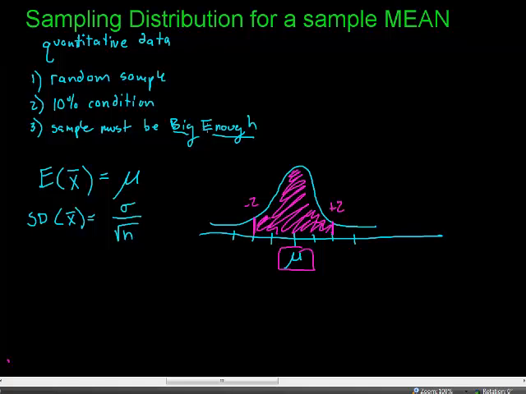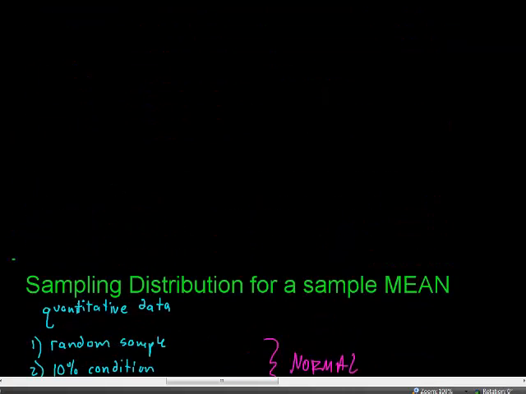Now, the key thing I want to mention right now about the big enough condition is that as long as your population is normal, you could always use the normal model. Remember, these conditions are aiming me to using the normal model. The reason why I check these conditions is because I want to use the normal model. So if your population is normal, then just go for it. But if your population is not normal, you do need to be big enough. And we'll explain what that means a little bit later here.